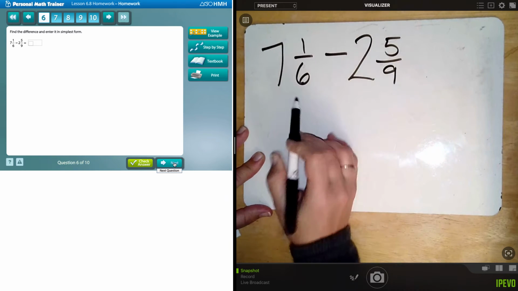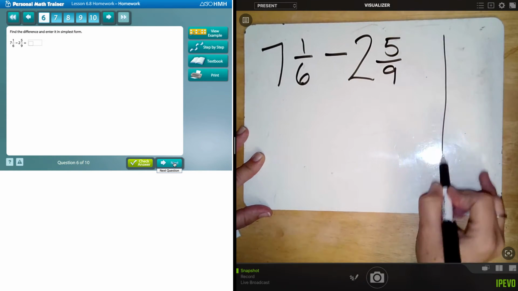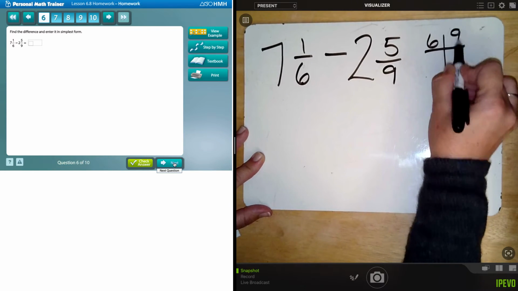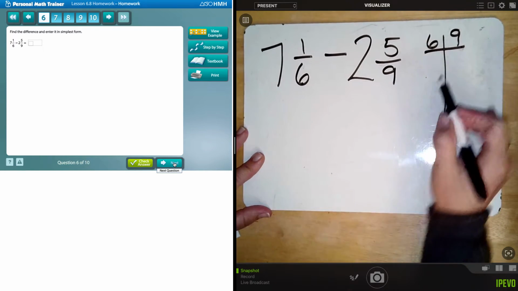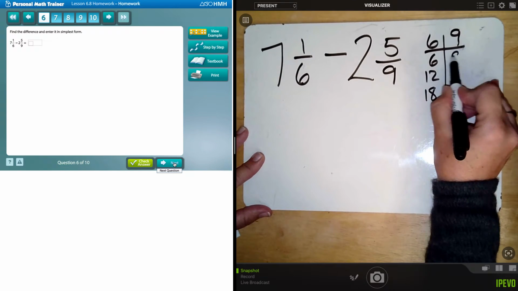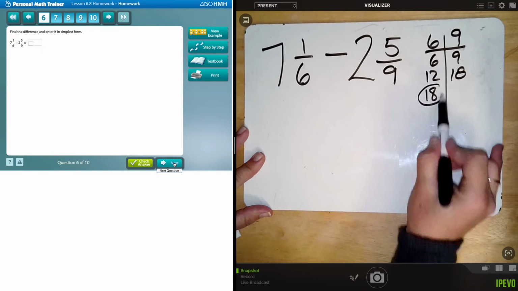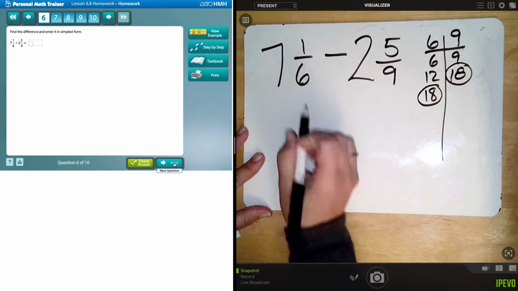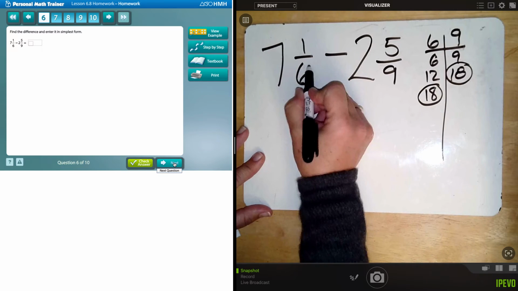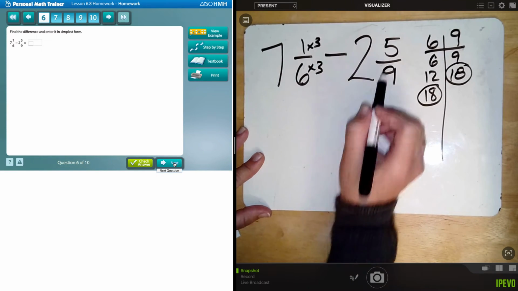We do still need the same denominator, right? I'm going to do my multiples of each. 6, 12, 18. Oh, wait, I know that 9 and 9 times 2 is 18. So 18 is the common denominator. So 6 times 1, 2, 3. 6 times 3 gives me 18. Whatever I do to the bottom, I'm going to do the top.